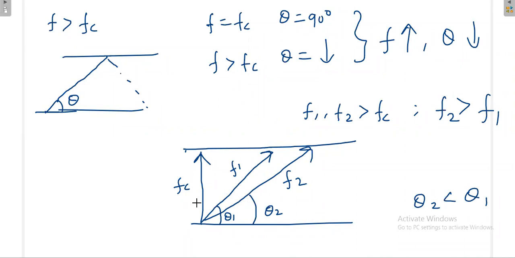Then why am I doing all these things? Because there is some relationship between the operating frequency f, the cutoff frequency fc and theta that I have to derive now. I'll go to the next page, and I'll derive it now.